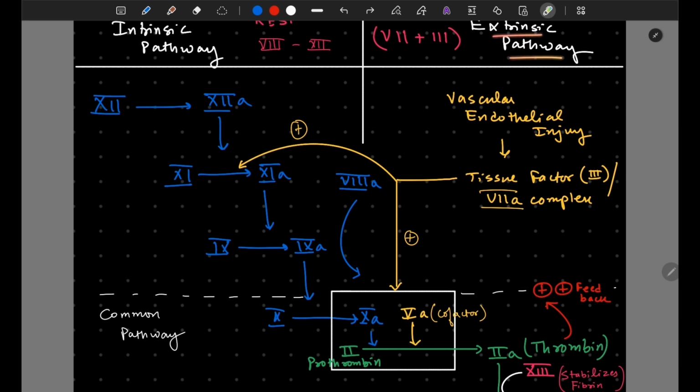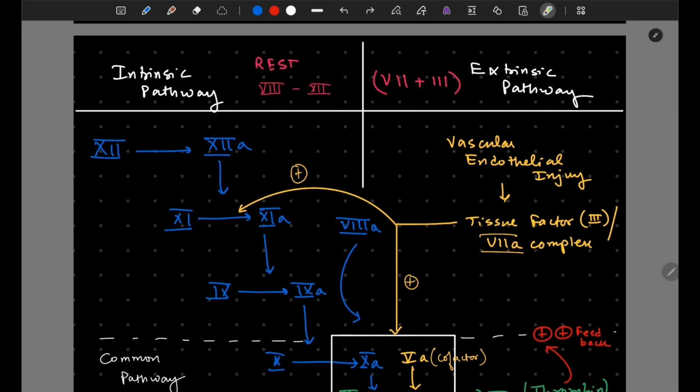In the extrinsic pathway, any vascular endothelial injury causes tissue factor, which is factor 3, to activate. Along with it, factor 7a complex also gets activated. This tissue factor 3 and 7a activate factor 10 to 10a. Along with it, factor 5a acts as a cofactor, which combinedly activates factor 2, which is prothrombin, into thrombin. Here we have seen the tissue factor which activates factor 10a also activates factor 11a. So both the pathways, the extrinsic and the intrinsic, are interlinked to each other.